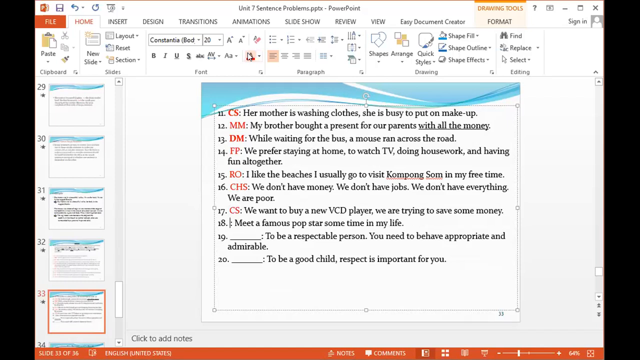How about number 18? Sentence fragment, teacher. Yeah, sentence fragment, no subject, right? How about number 19? Yeah, sentence fragment.